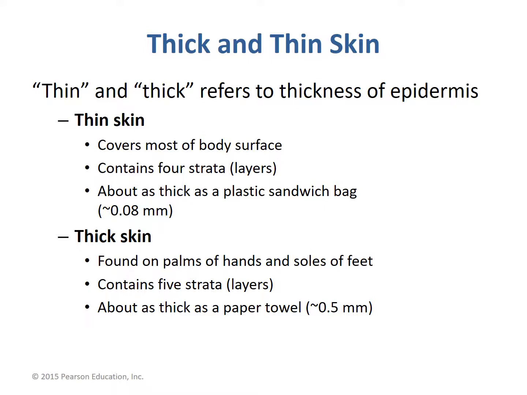However, we do have thick skin that is found on the palms of our hands and the soles of our feet. That should make sense. This is the thicker skin that we know of, and it is about as thick as a paper towel. This type of thick skin contains 5 strata, or layers, that we will cover.